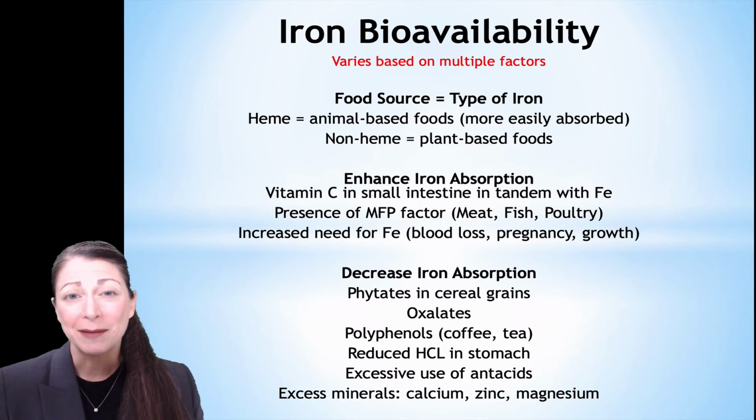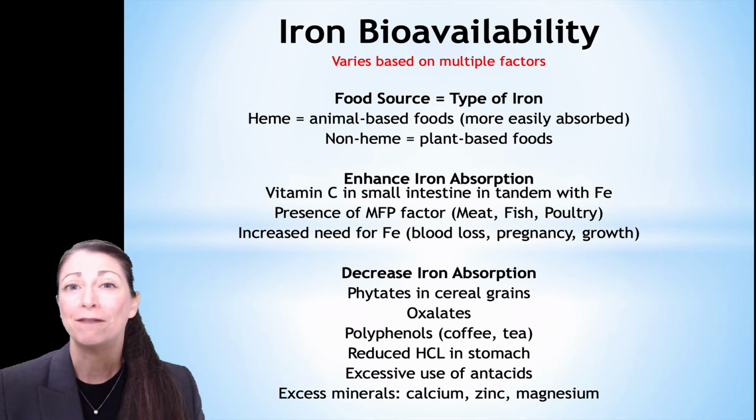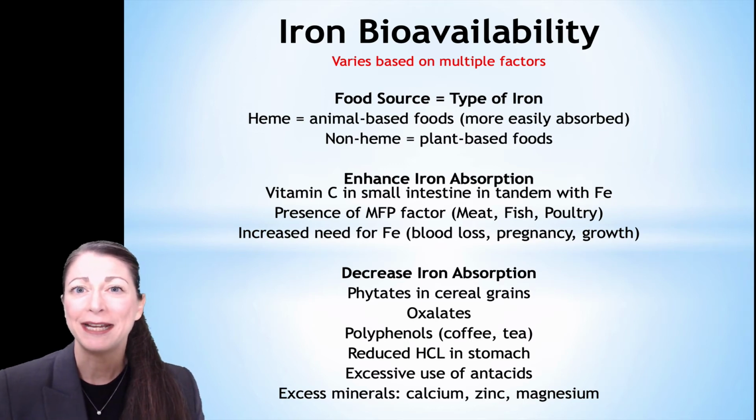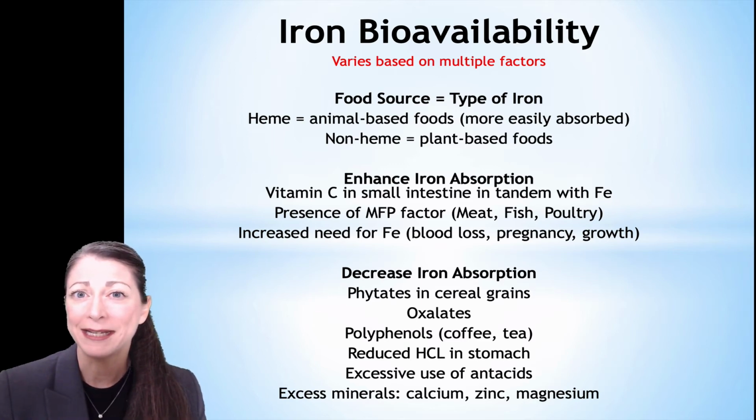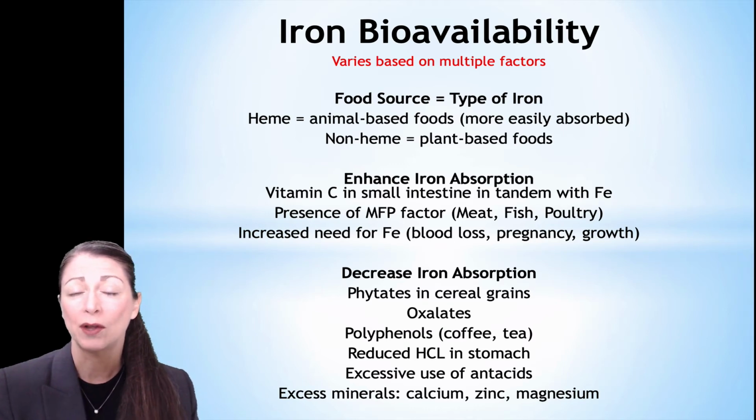So there are also items that decrease your body's ability to absorb iron. The first would be phytates in cereals and grains. They bind iron and make it more difficult for us to absorb it. Oxalates also bind iron, typically in plant foods, and make it more difficult for us to absorb iron. Reduced hydrochloric acid in the stomach makes it more difficult for us to absorb iron. That's something that happens to some people naturally as they age. Their body has lower ability to make HCl in the stomach.